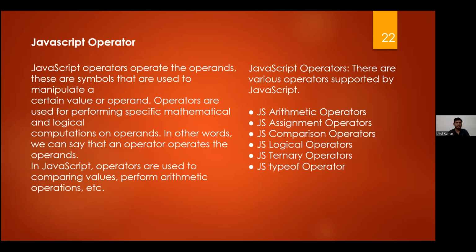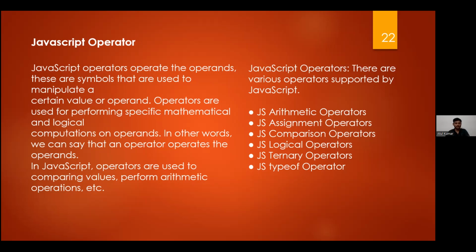So the next topic is JavaScript operators. JavaScript operators are used for doing mathematical calculations on operands, and these are symbols that are used to manipulate a certain value or operand. Operators are used for performing specific mathematical or logical computations on operands. In other words, an operator operates the operand.